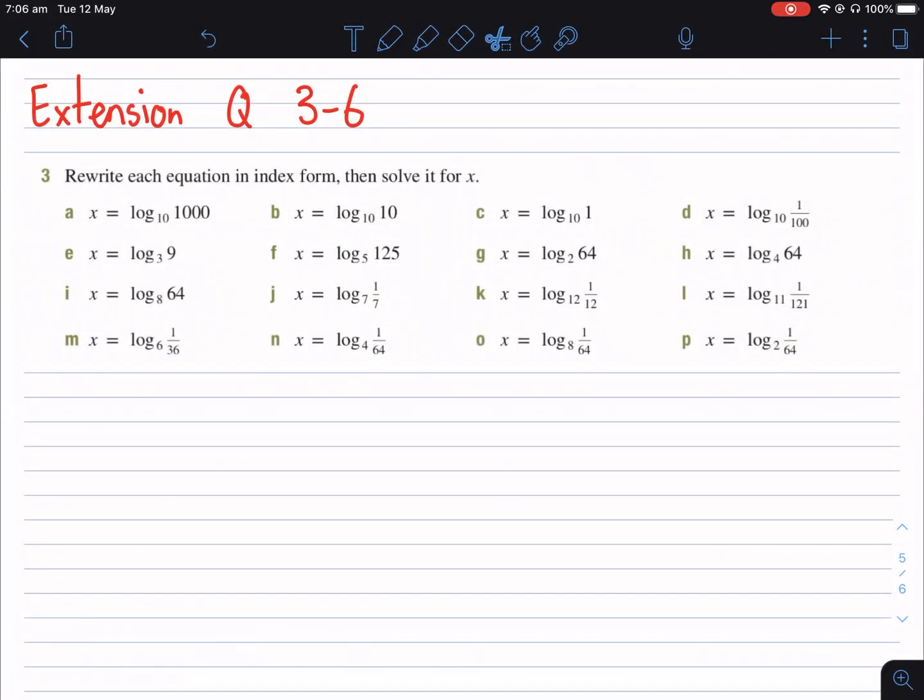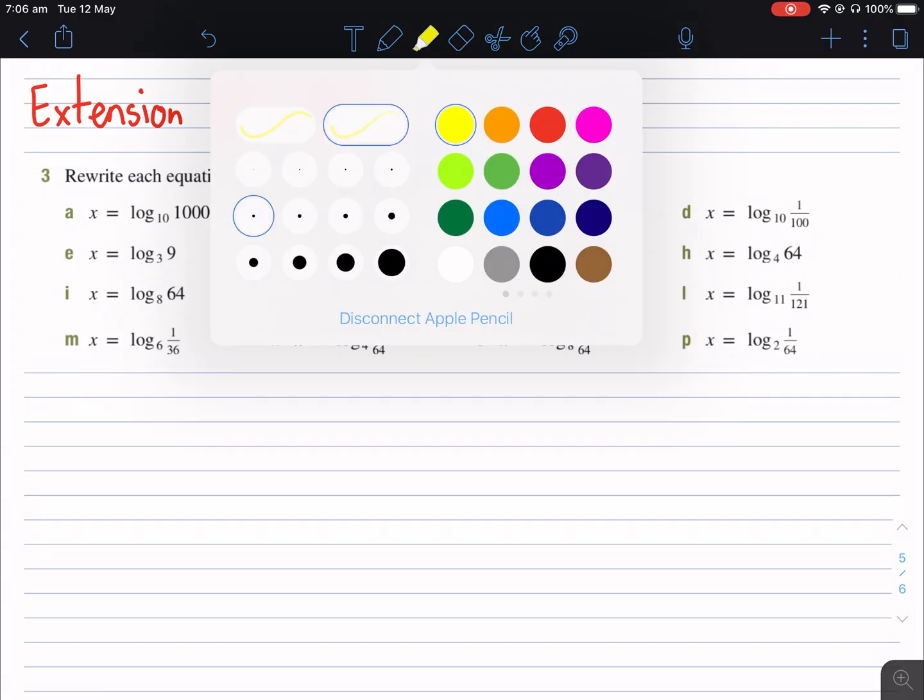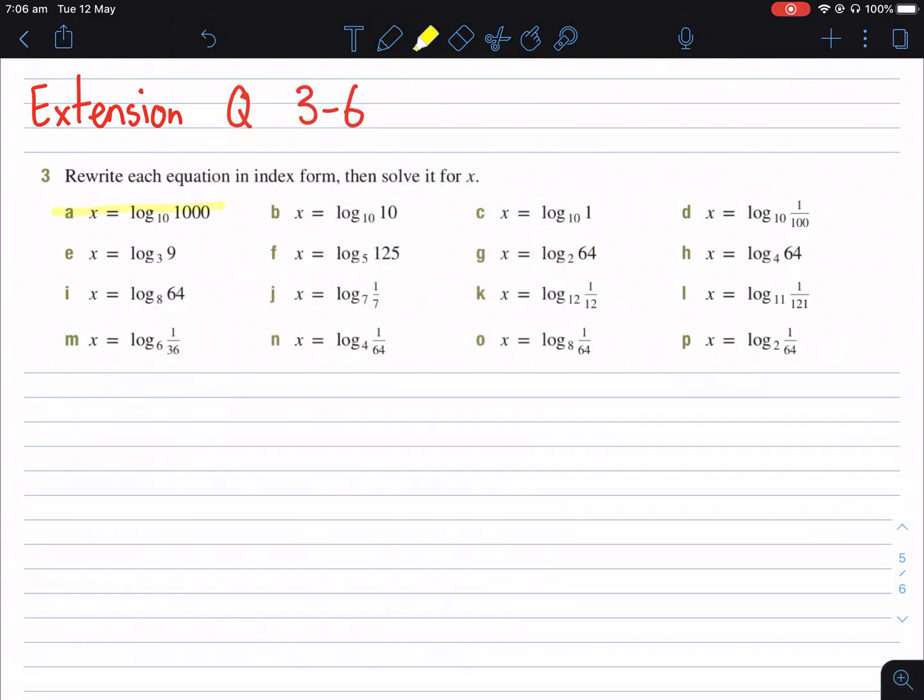All right, so questions 3 to 6 for extension. Don't forget we're doing every second one of these. Yeah, these columns.